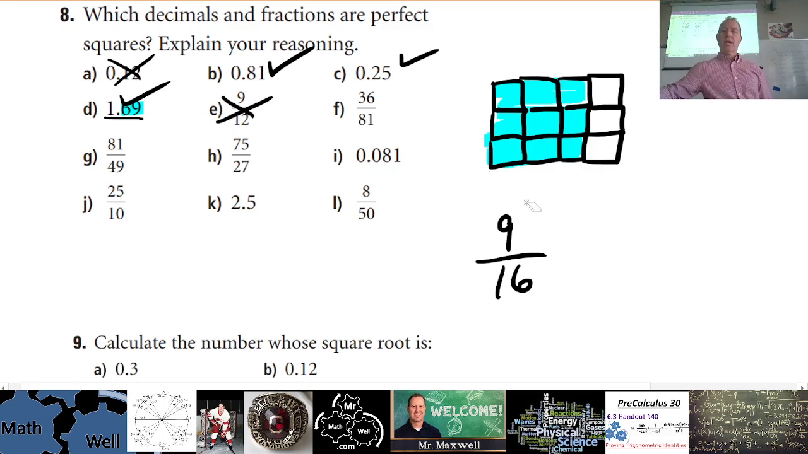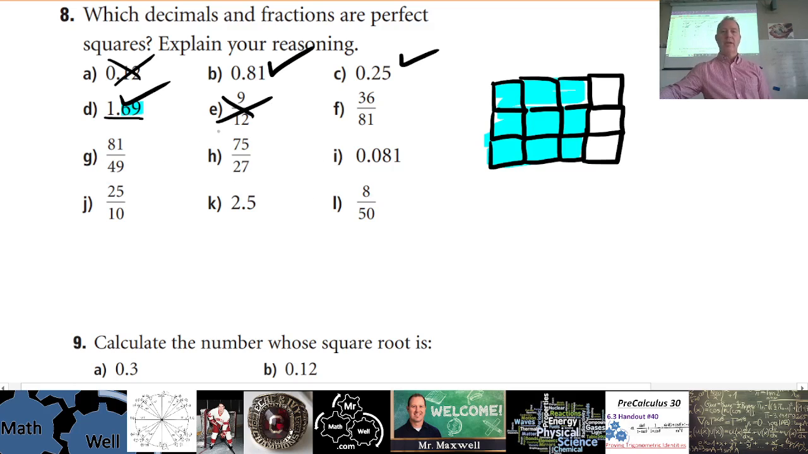So remember, if you like drawing the diagrams, if you can't make a perfect square out of the number on the bottom, then you've got a bit of an issue there. Okay, that's not going to work. All right. Okay. Is there one from number 8, the rest of these, that you want me to do? I'm just going to do maybe one more.